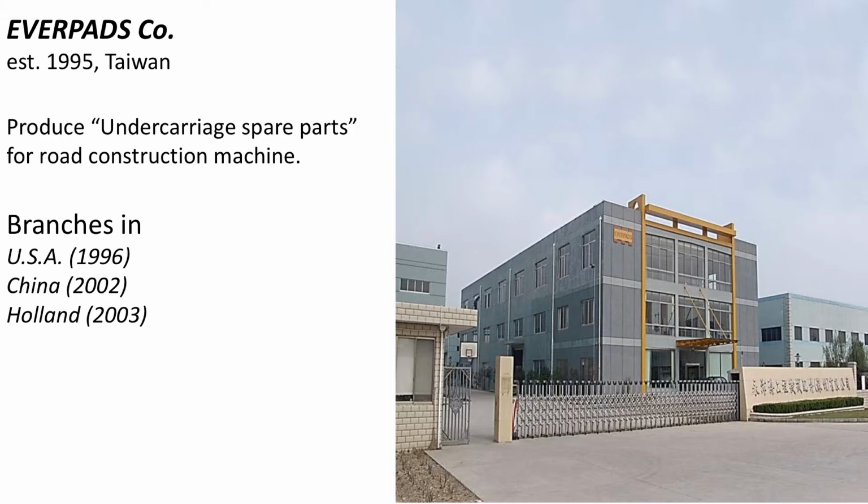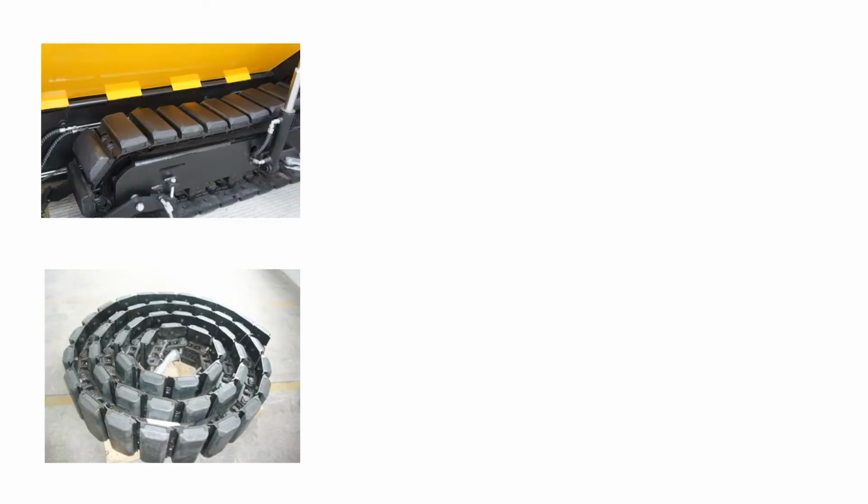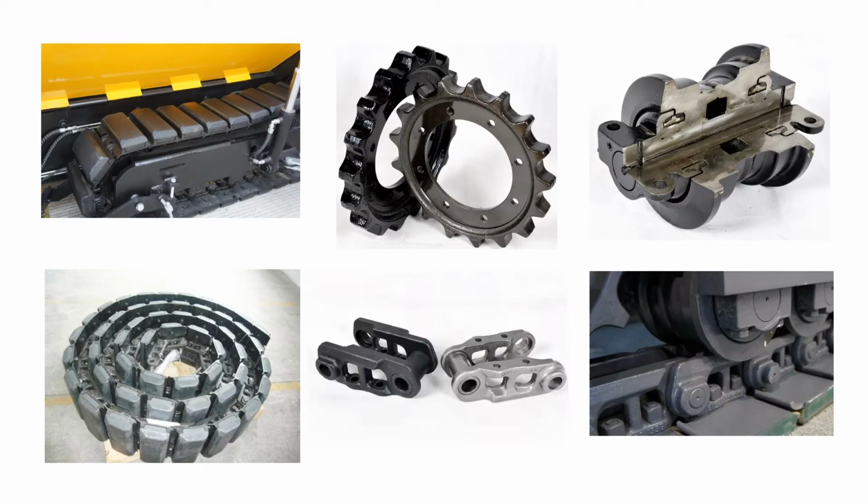The facility we are concentrating on is located in China and produces 6 products, which are track adjuster, sprocket, track roller, chain link, track plate, and track pad.